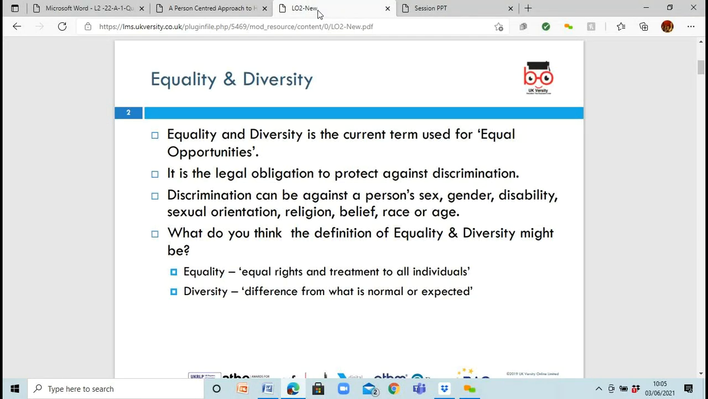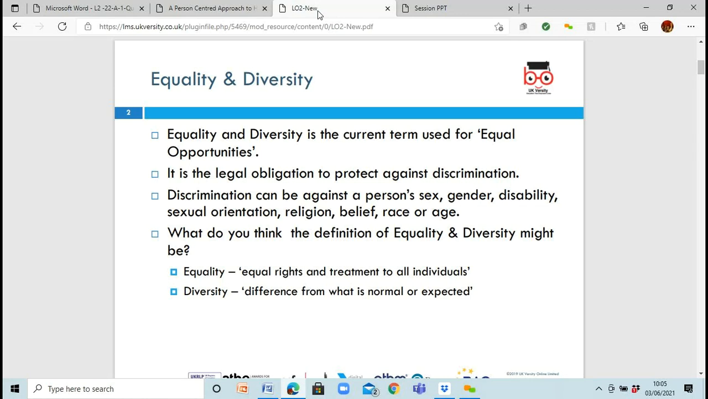So the first couple of slides, we're just going to talk about equality and diversity. Now, we're all aware of equality and diversity. At the moment, this is the term used for equal opportunities, and now there's a legal obligation to protect against discrimination. So regardless of where you are, what you're doing, what sort of setting or organization you're in, equality and diversity is a major issue everywhere. Discrimination can be against a person's sex, their gender, their disability, their sexual orientation, their religious beliefs, their cultural practices, their race, or their age.